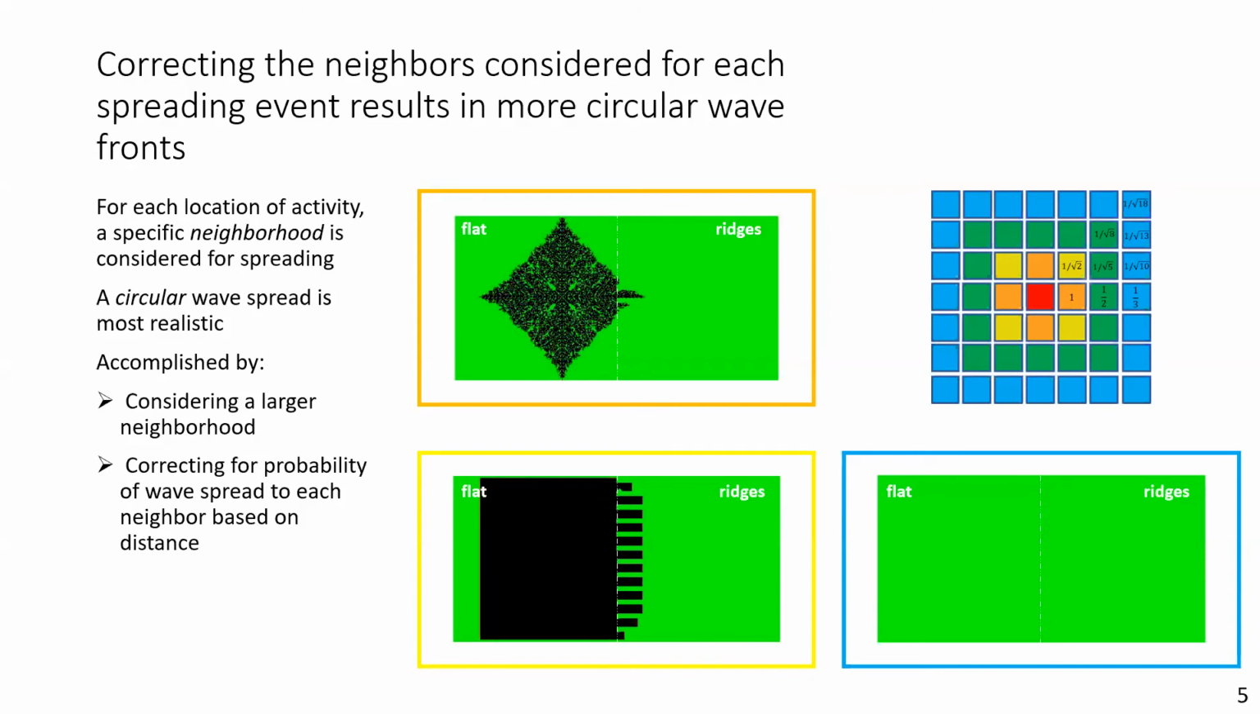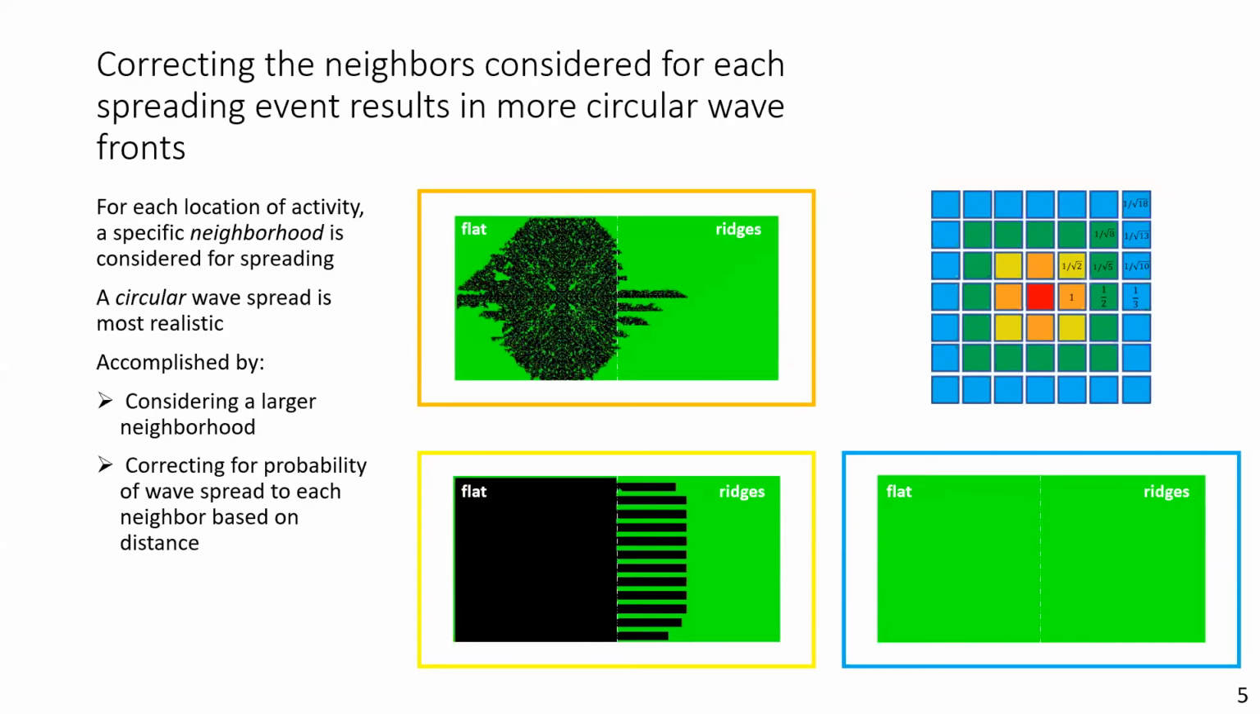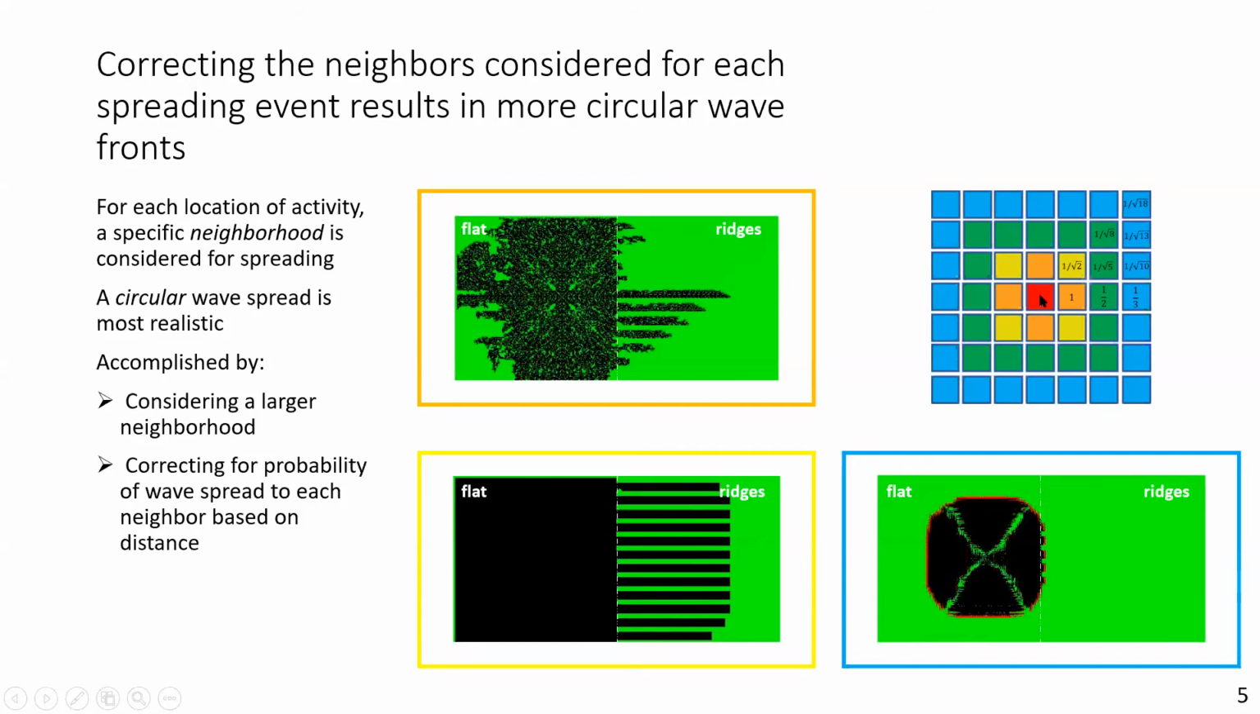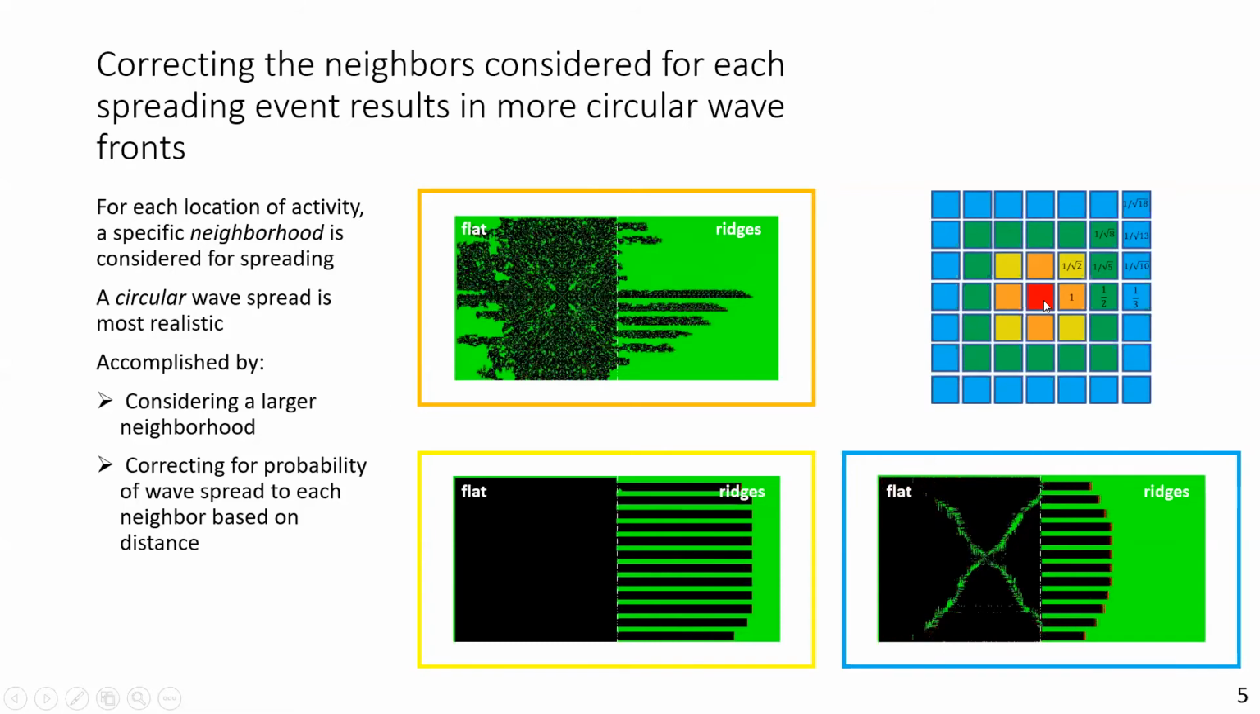But I was able to create more circular behavior, which is desired because you see more circular wave spreading in life, like a drop into a puddle. You see propagation of circular waves, and I accomplished this by considering a much larger area for each instance of activity and correcting the probability of spreading to each neighbor based on the distance away from the central region.